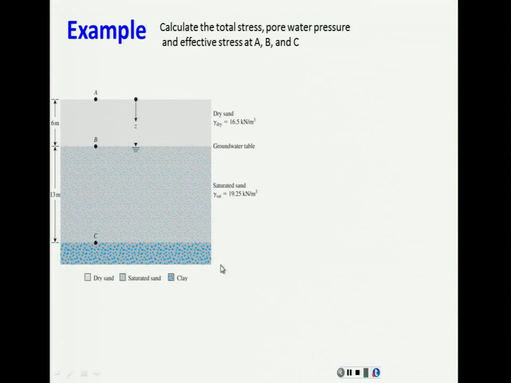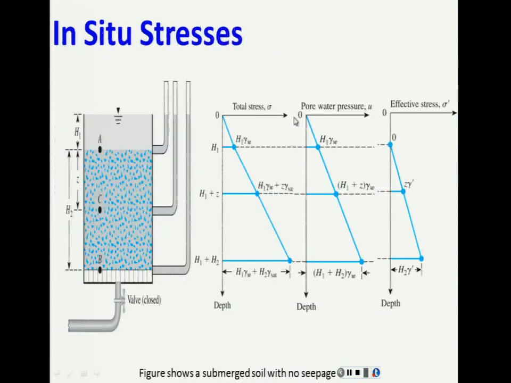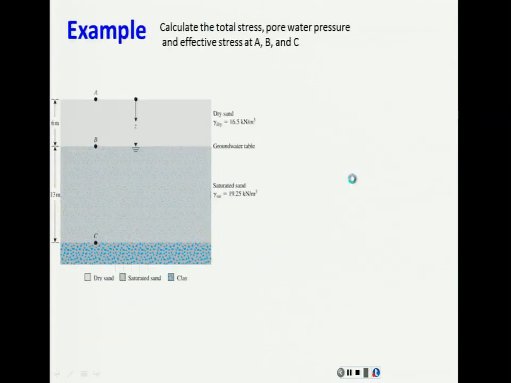Let's do this example. In this example, we have to calculate the total stress, pore water pressure, and effective stress at the points A, B, and C. Well, this is basically the same thing that we showed in this previous one.